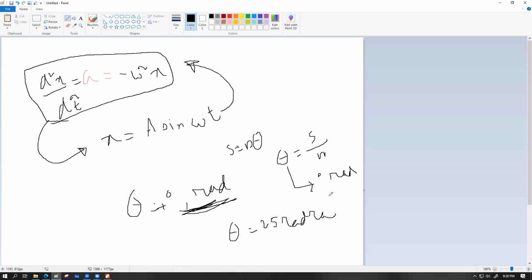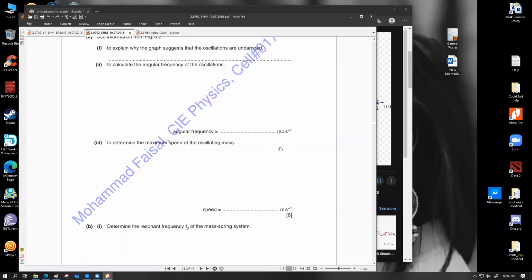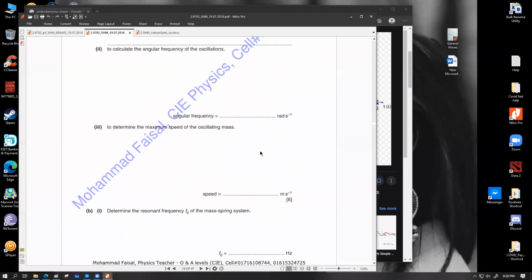Understood? Yes, sir. Okay. And omega can also be called angular frequency as well. I mean, angular frequency, angular speed, angular velocity, they pretty much all have the same symbol, omega.